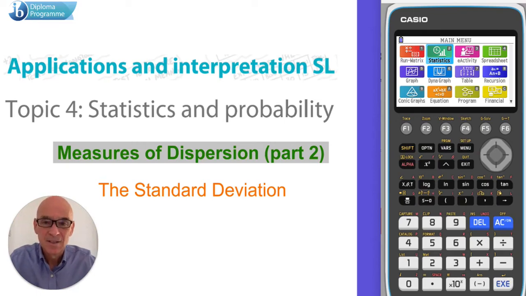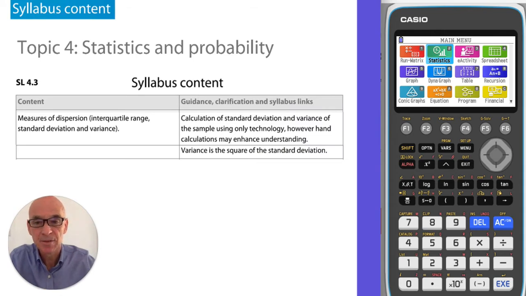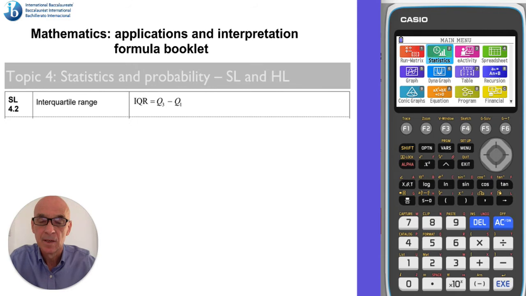Hello. Today's topic continues with statistics, measures of dispersion part 2, particularly the standard deviation. Again, looking at the syllabus, you can see we have to do the standard deviation and what's called the variance. Again, in the formula booklet, the only formula that you're given is the one for the interquartile range.